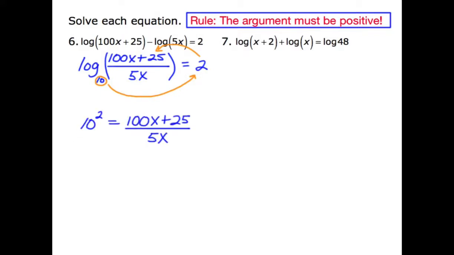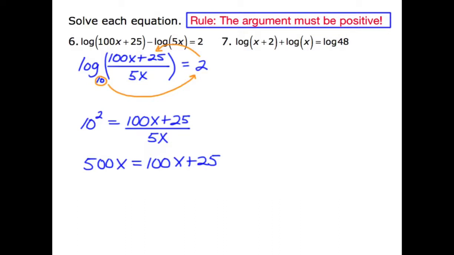So in setting this up, I now have a proportion. I've got 10 squared, or 100, is equal to 100x plus 25 over 5x. So my next step will be to cross multiply. 100 times 5x will be 500x. So 500x will equal 100x plus 25.